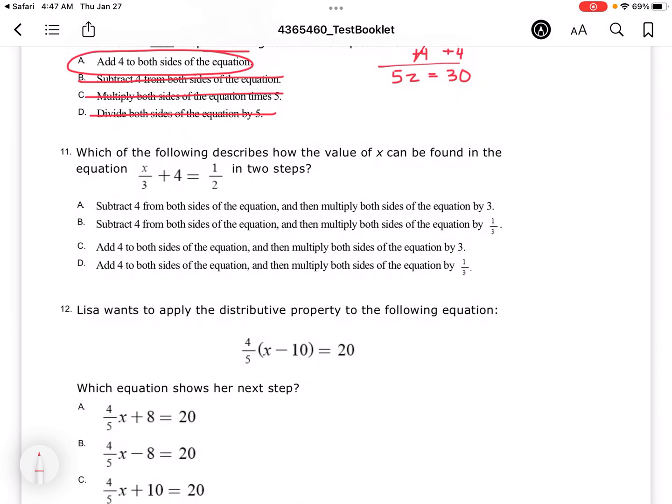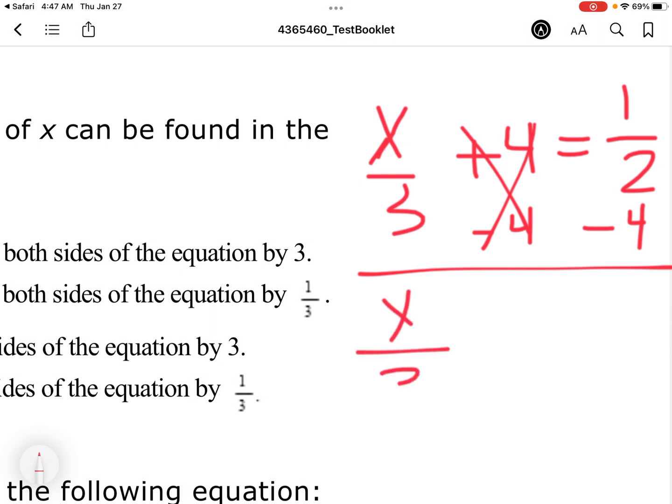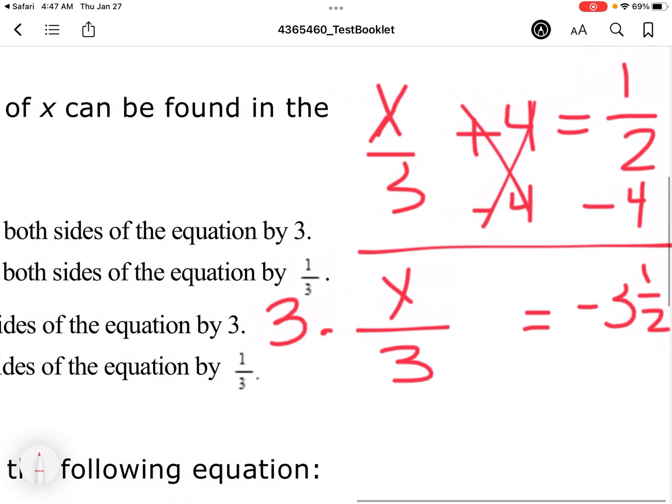Which of the following describes how the value of x can be found in 2 steps? Okay, so we have x divided by 3 plus 4 equals 1/2, right? So our first step is going to be to subtract 4 from each side. So now we have x divided by 3 equals -3/2. Then we're going to multiply each side by 3. I think I'm at the edge of my paper. Times 3.